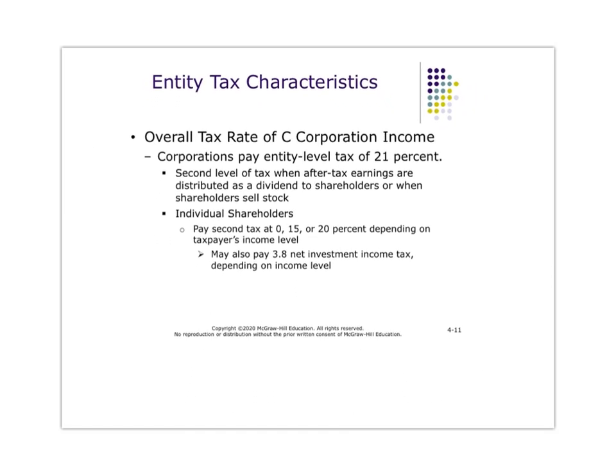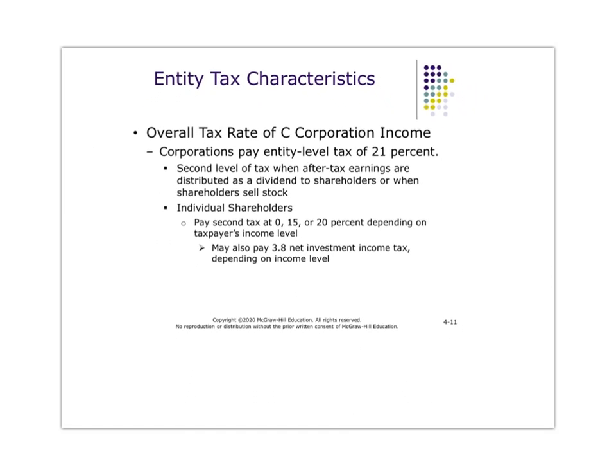Remember that C corporations now have an entity level tax of 21%, and then there's a second level of tax for shareholders when you receive a dividend, and those are preferential rates of 0, 15, or 20%, depending on your income level. And you may also, as a shareholder, have this 3.8% net investment income tax. Remember that your net investment income is your gross investment income minus investment expenses.